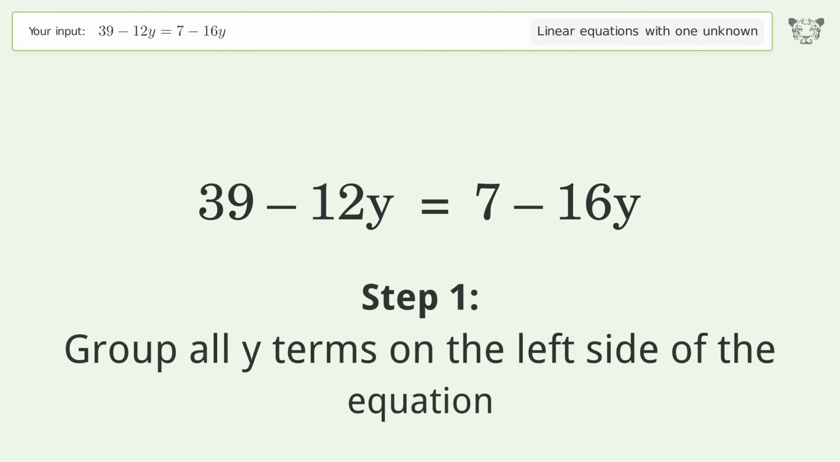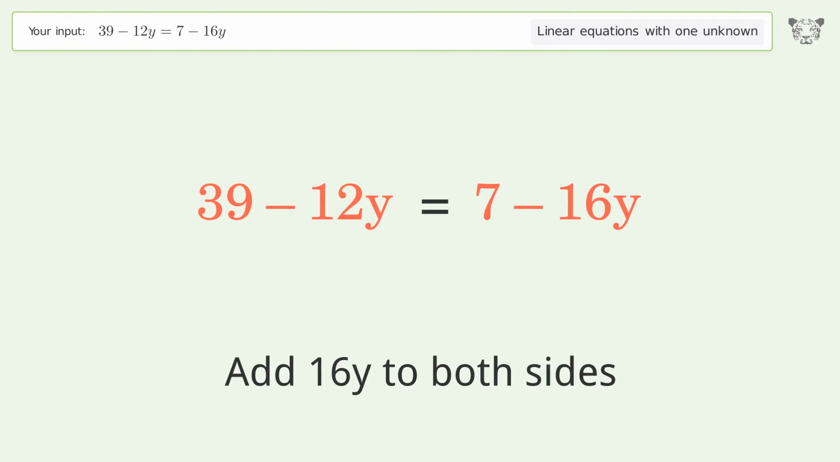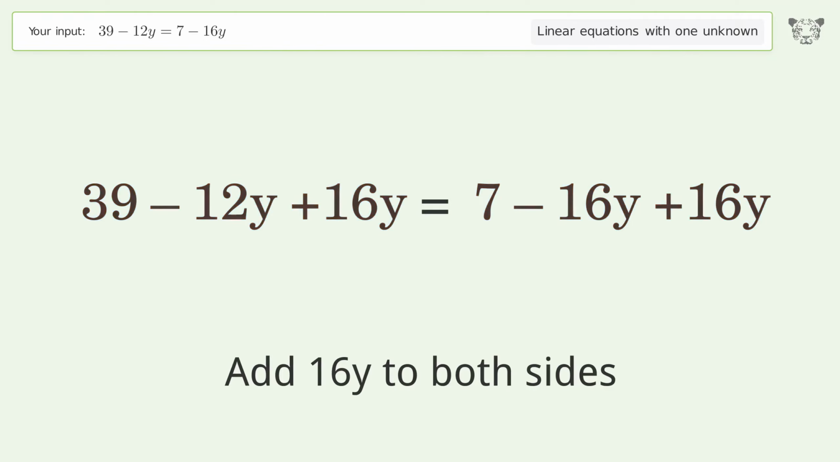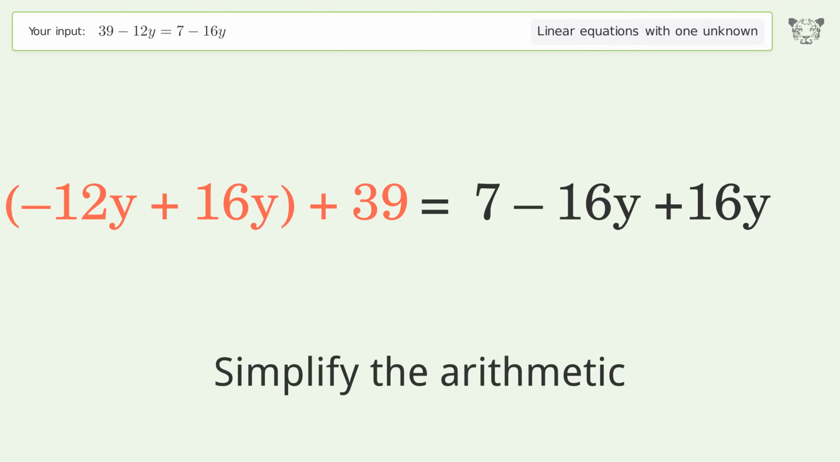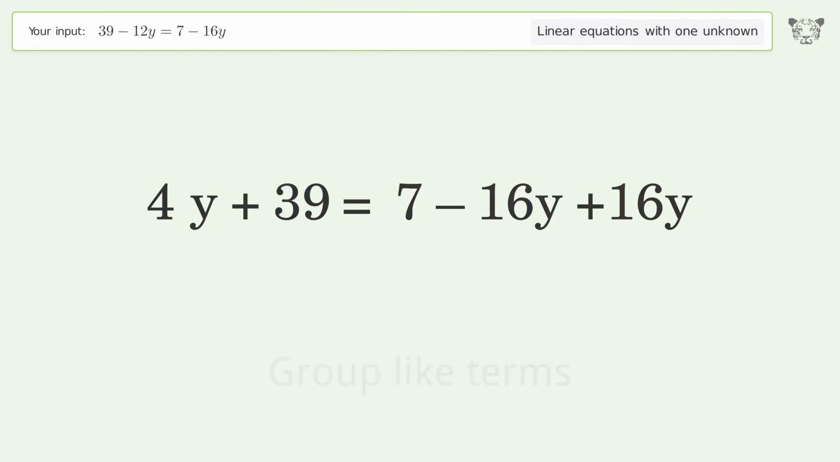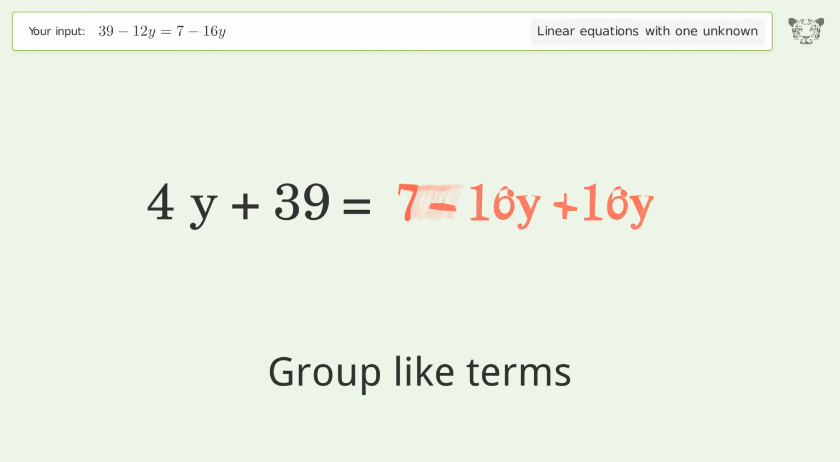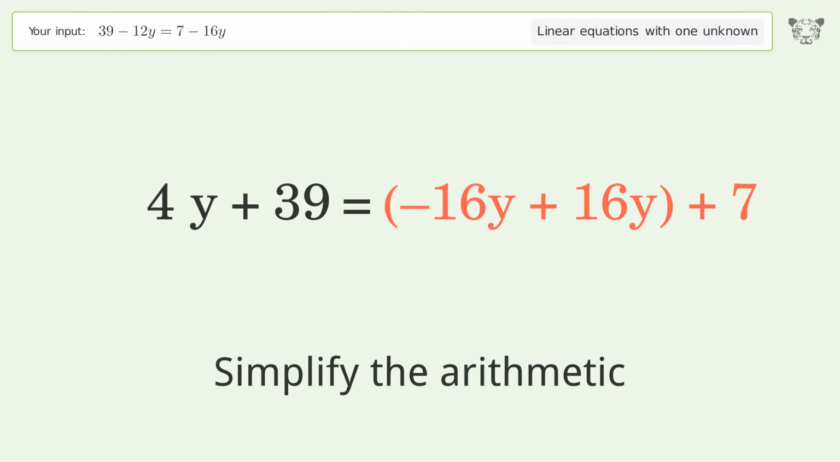Group all y terms on the left side of the equation. Add 16y to both sides. Group like terms. Simplify the arithmetic. Group like terms. Simplify the arithmetic.